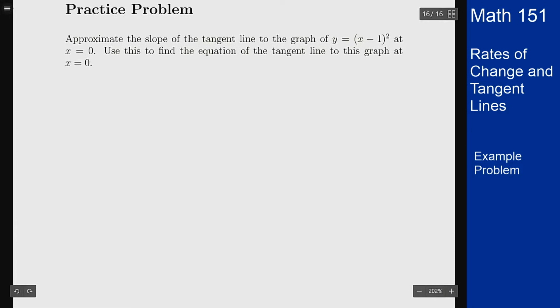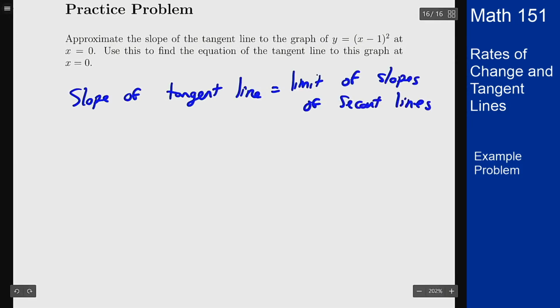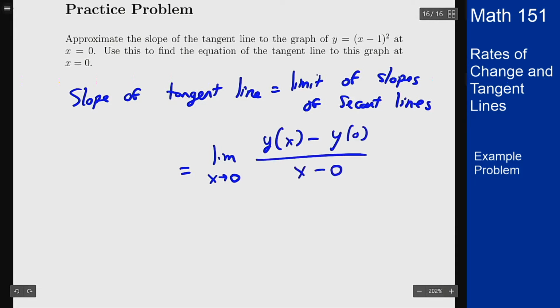So for slopes of tangent lines, we know we have to do the limit of the slopes of the secant lines, which, based on this function, looks something like the limit as x goes to 0 of y at the point x minus y at the point 0 over x minus 0. You can also write this as y of 0 minus y of x over 0 minus x. That'll give you the same answer with just two minus signs to cancel.